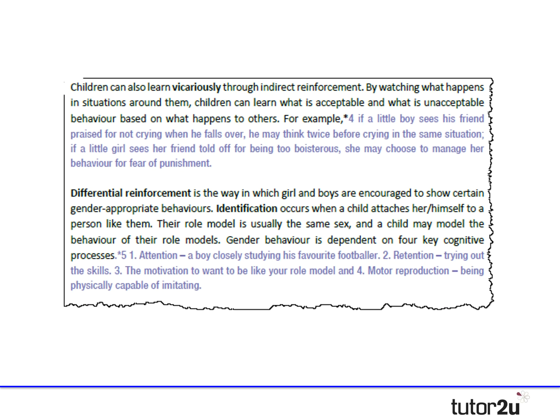We've provided some examples for you, but just to give you a flavour of that, this paragraph says children can also learn vicariously through indirect reinforcement. By watching what happens in situations around them, children learn what is acceptable and what is unacceptable based on what happens to others. For example, and this is where you want your students to come up with an example, I've put: if a little boy sees his friend being praised for not crying when he falls over, he may think twice before crying in the same situation.